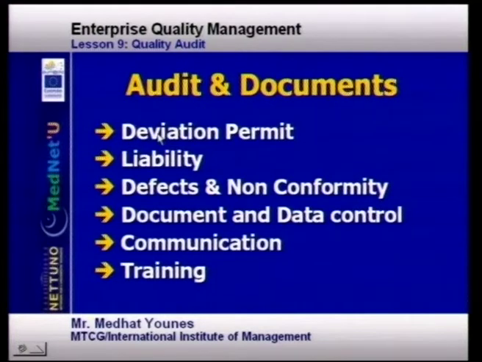Auditors also look for deviation permit, liability documents, defects and nonconformity, document and data control, communication, and training. For the deviation permit, the auditors look for written authorization to depart from the originally specified requirement for a product prior to its production. A production permit is for a limited quantity or period and for a specific use.